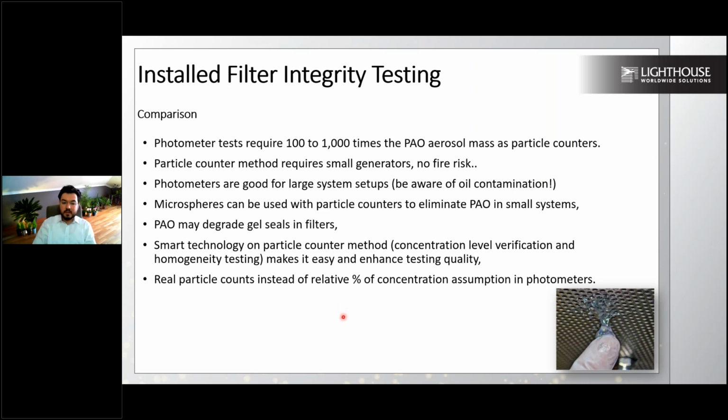There's a smart technology behind the particle counter method. If you are using smart devices like ScanAir Pro, you don't have to worry about all these calculations and your testing will go smoothly. Your concentration level and homogeneity will be verified and approved by the system itself. And real particle counts will be used with the particle counter method instead of a relative percentage of concentration with photometers. So you have to understand your system application first, then you will see the positive side of using photometers and the positive side of using particle counters.